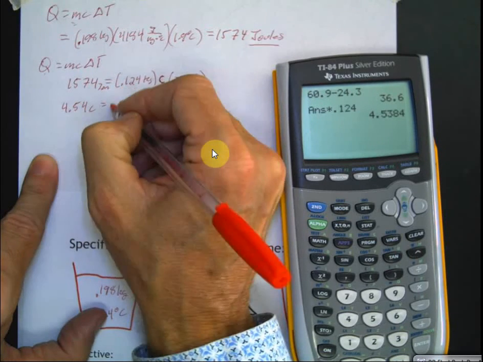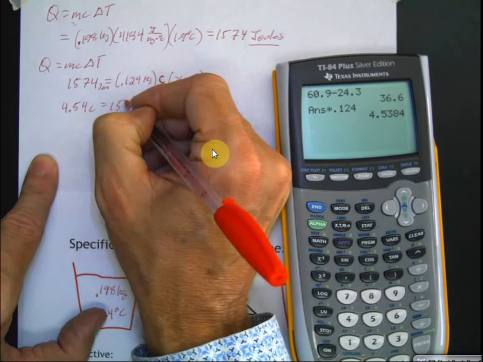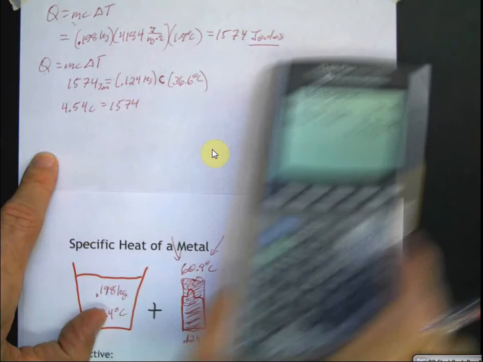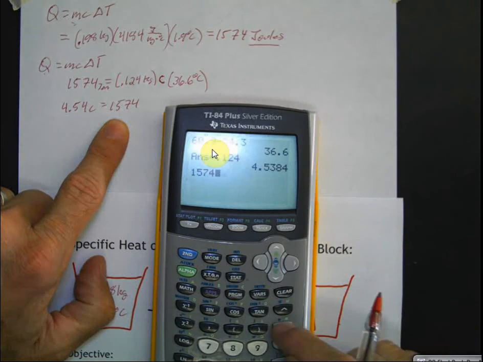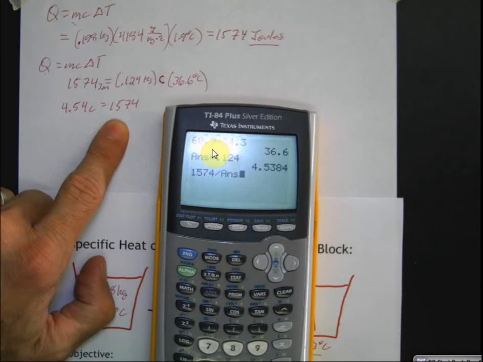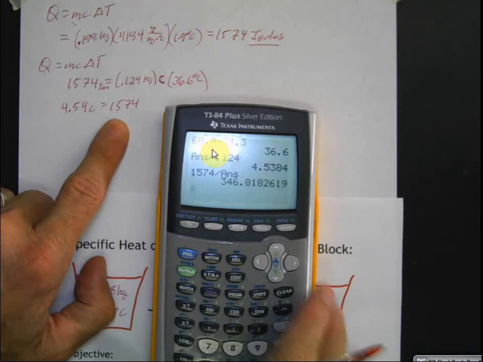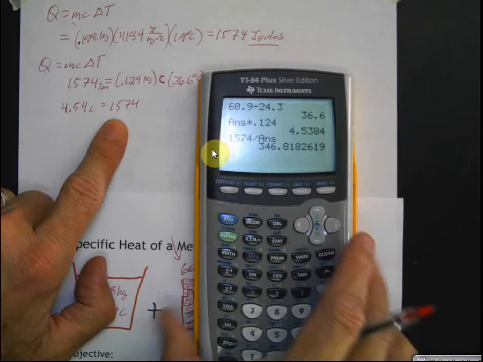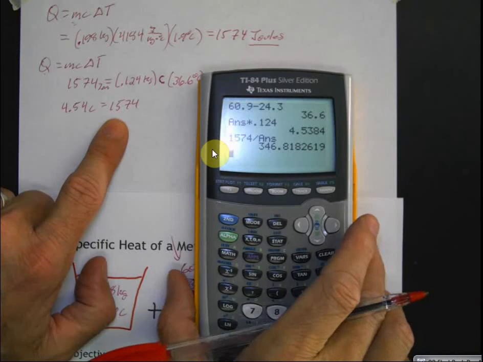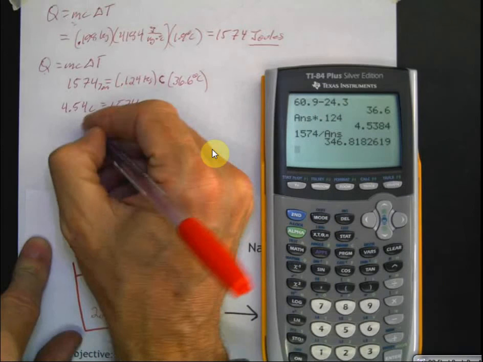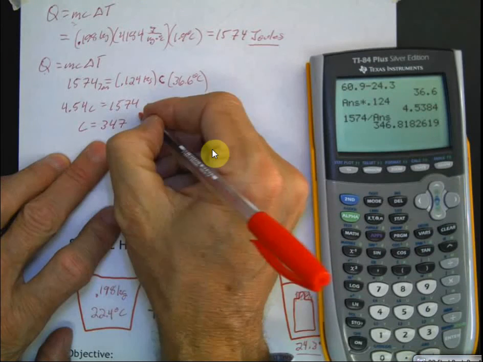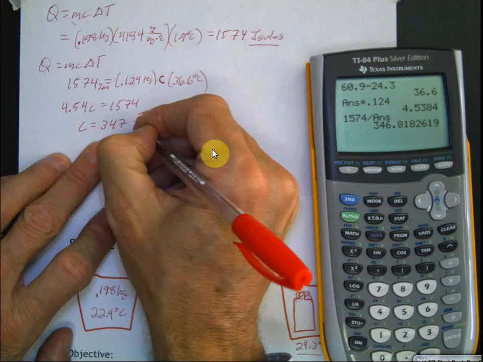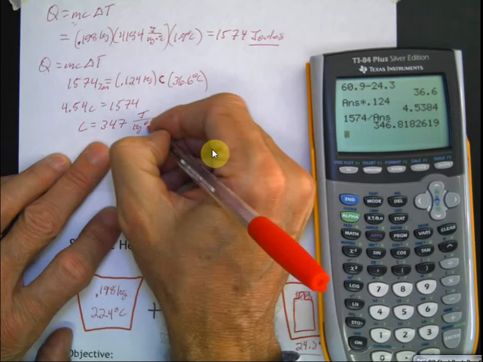C equals 1574. So on the calculator, I can take the 1574 divided by the answer. It'll grab all the sig figs there when I do it that way. And I get a 347 essentially. Okay, so I'm going to call that C equals 347. Okay, and again, this is joules per kilogram degrees centigrade.